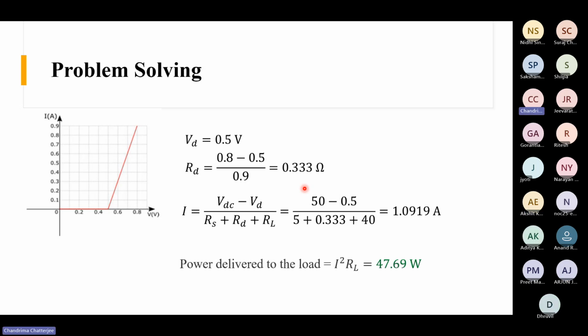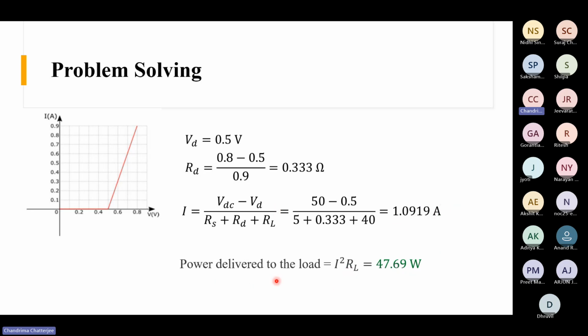Okay. So we have already got the RD value. Then we can find out what our current is, right? Again, we can apply KVL in the circuit. So VDC minus VD divided by all the resistances: RS, RD, that is the diode resistance, and the load resistance. So the current comes out to be 1.09 ampere.